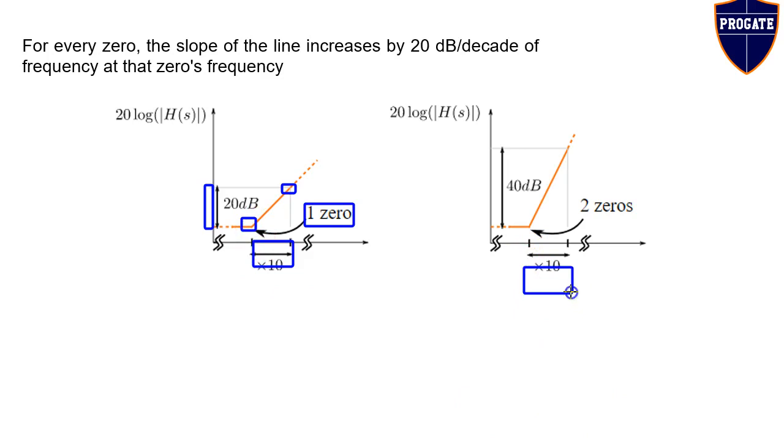Now again, for a decade change in frequency, the amplitude changes by 40 dB in the second figure. So we can say that the slope is 40 dB per decade. That is, at this point a slope change of 40 dB occurs, because in this line the slope is 40 dB per decade and in this line the slope is 0 dB per decade. So the change in slope at this frequency is 40 dB per decade. As we know that one zero corresponds to only 20 dB, this is a double change in slope, so we can state that there are two zeros at this frequency.